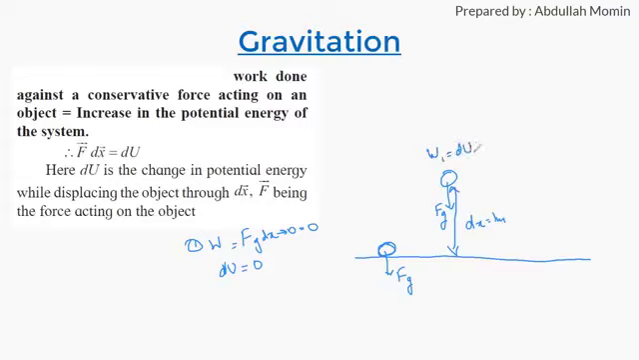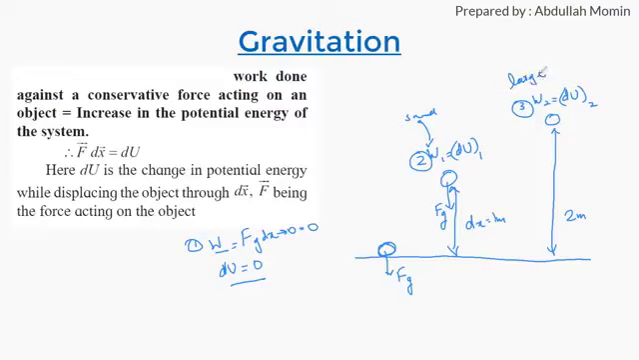So the change in potential energy is dU1. Now if we move this object, and now the total displacement is 2 meters, the work done is larger, therefore the change in potential energy is also larger. So what happens here: in the first case there is no work done, so there is no change in its potential energy. If we do a small work, there is a small change in its potential energy. If we do a large work, then there is a large change in its potential energy.